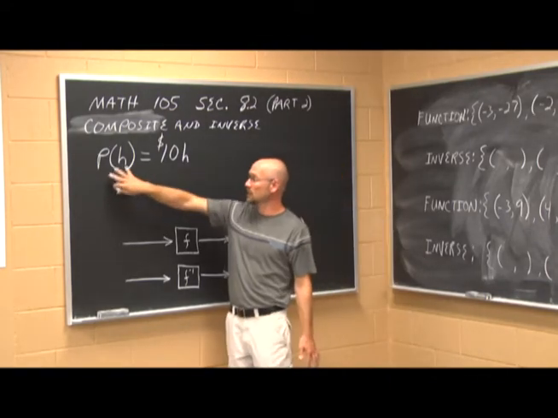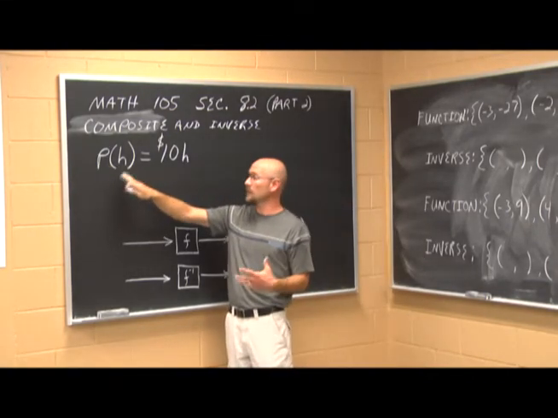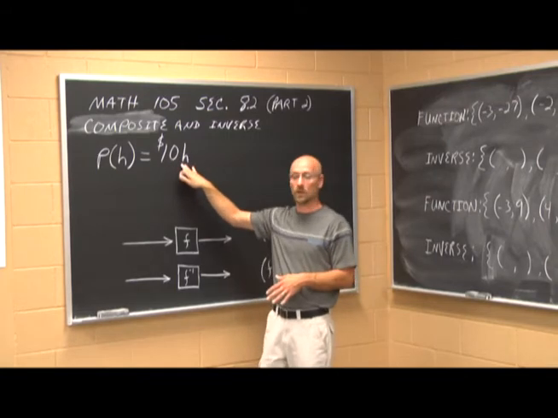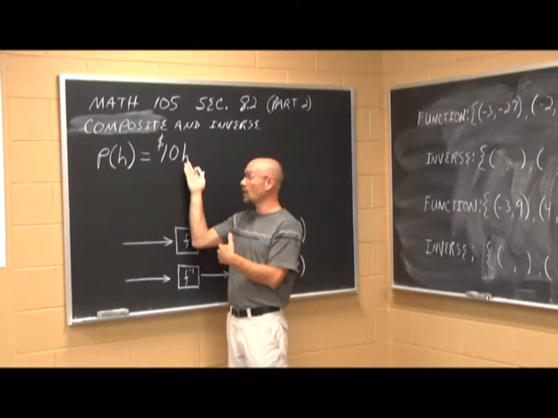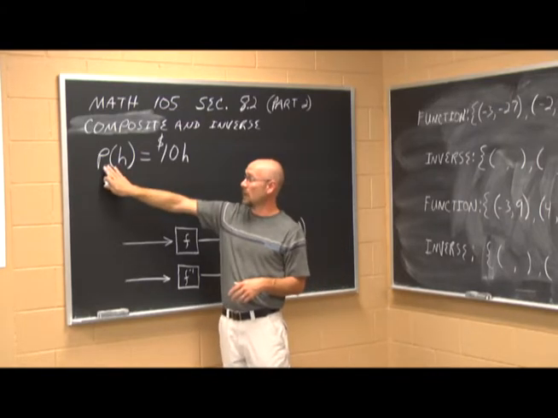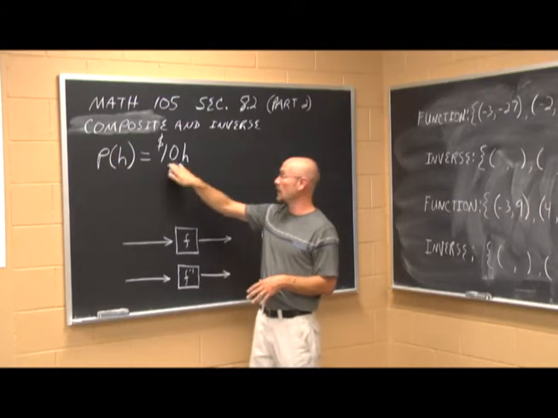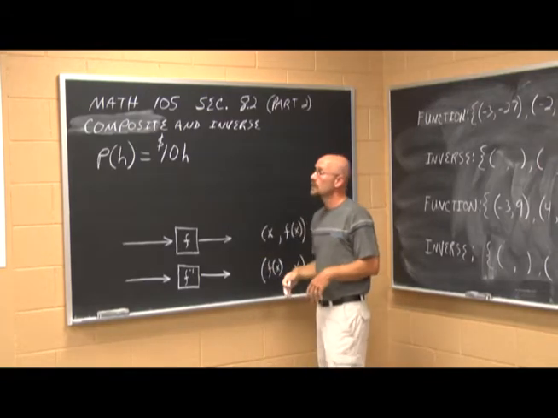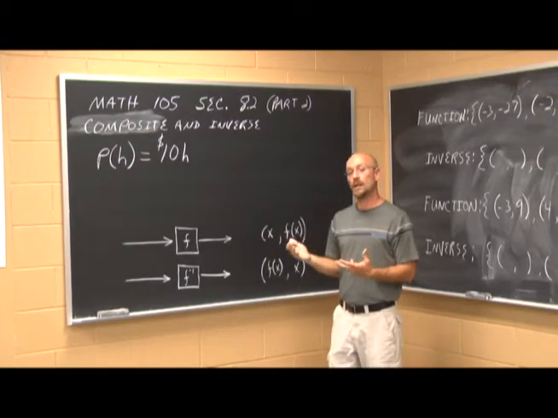Here we have a function, and this is a function of our pay. Let's say we make $10 per hour. So if I work so many hours, I'll know how much pay I get. So this is my pay as a function of hours. $10 per hour is my rate. So let's say I work 20 hours.